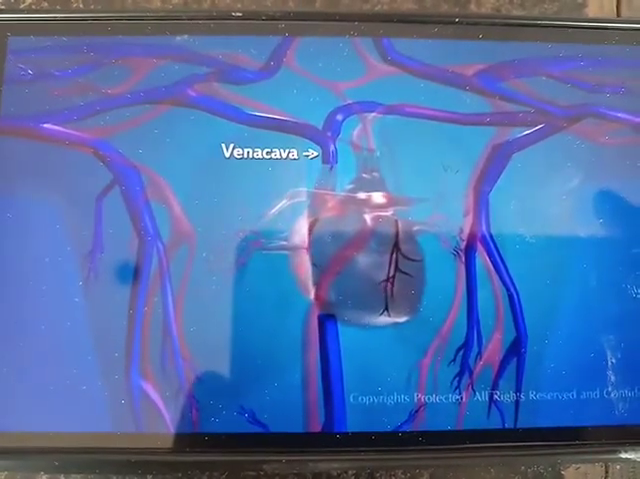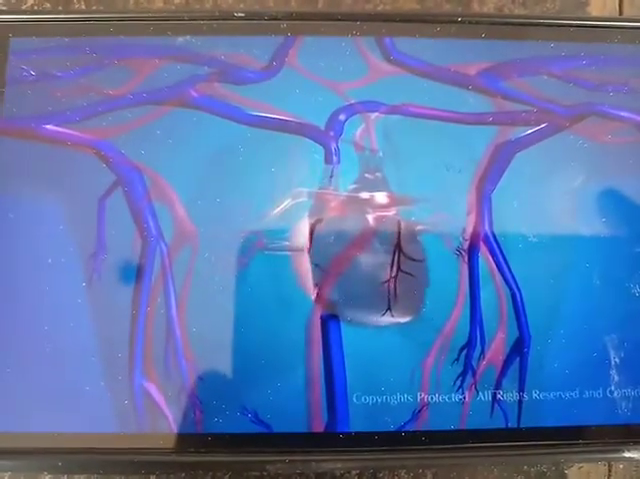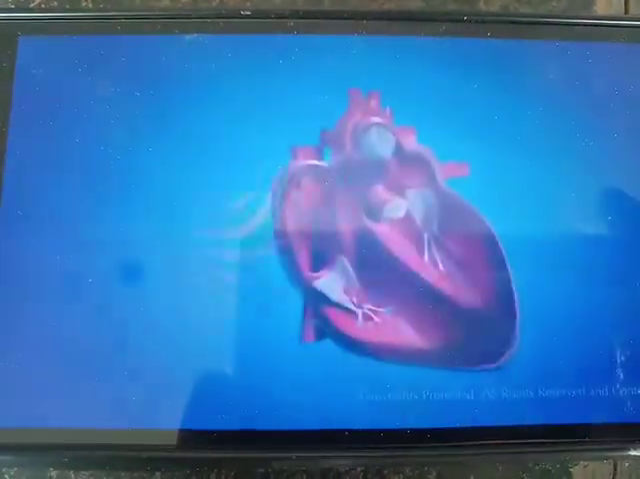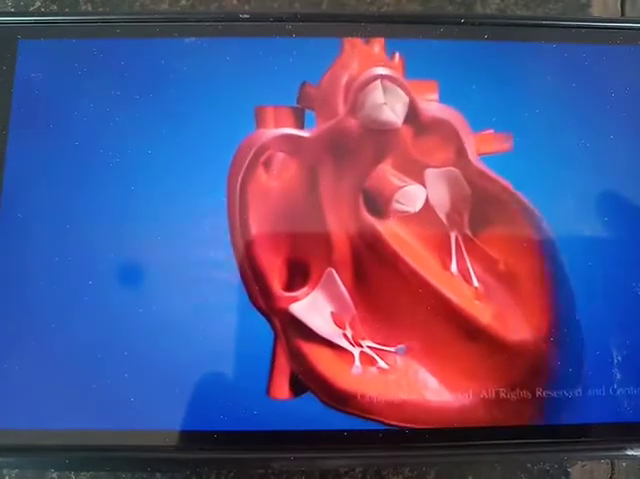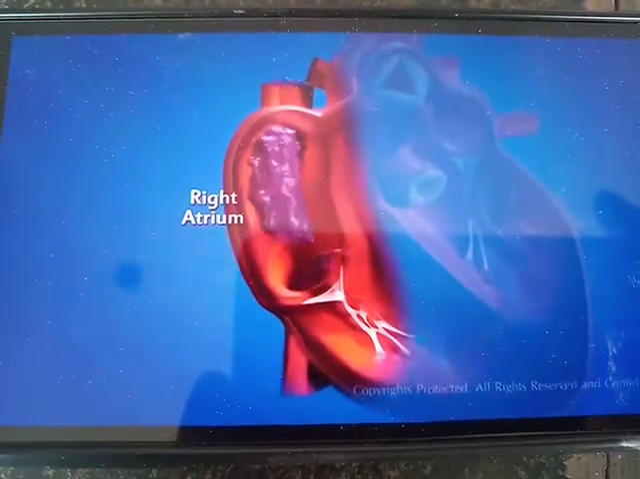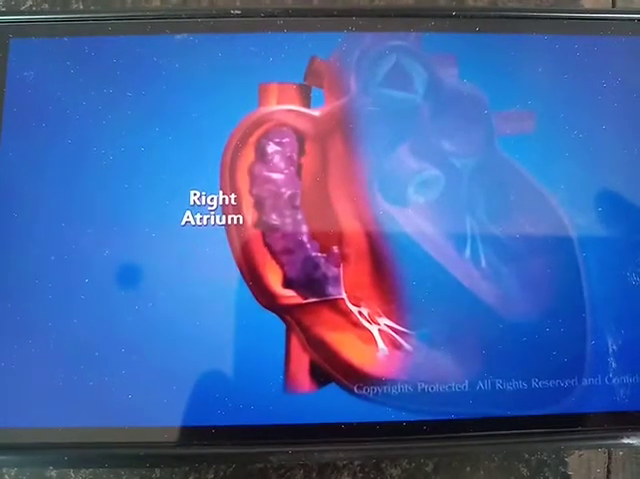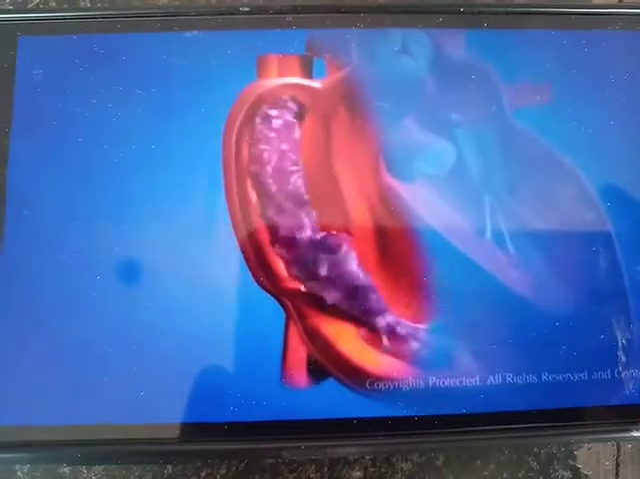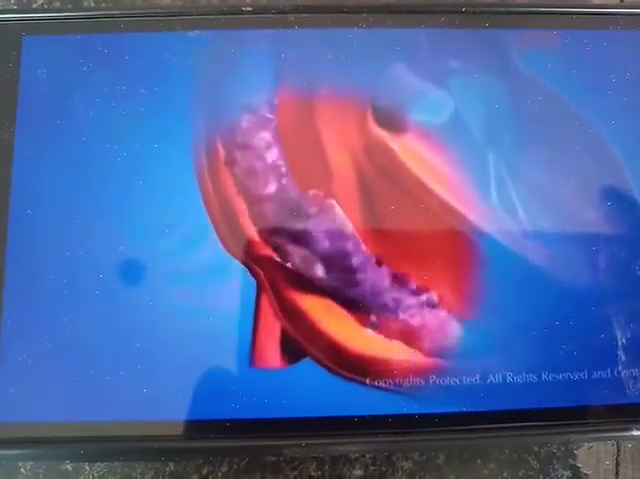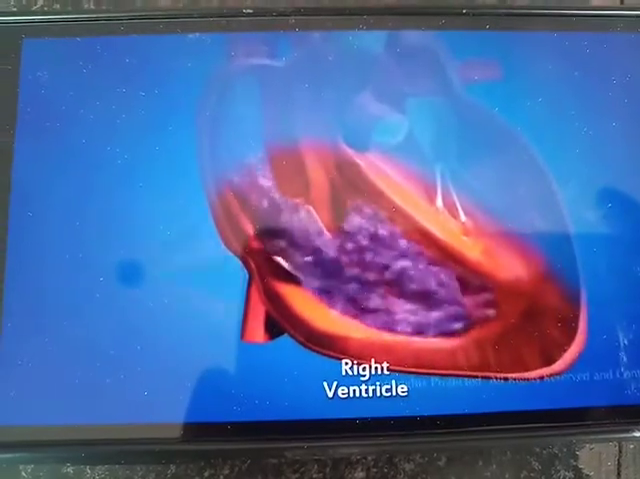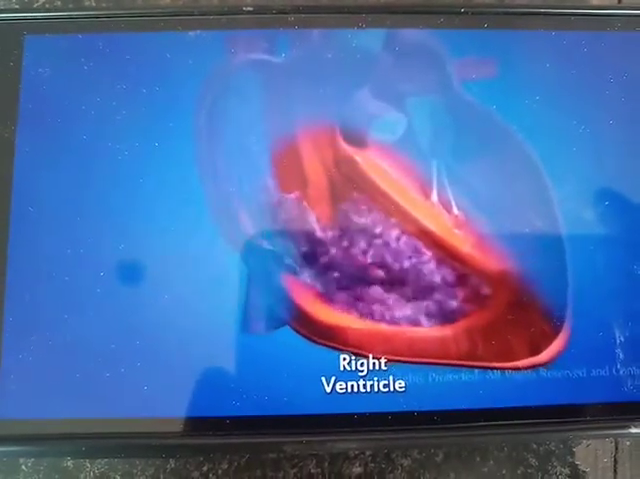We can see the upper vena cava and the lower vena cava, which supply the impure blood to the heart. The impure, deoxygenated blood enters into the right atrium of the heart. Once the right atrium is filled, it contracts and the tricuspid valve opens. The blood flows into the right ventricle.